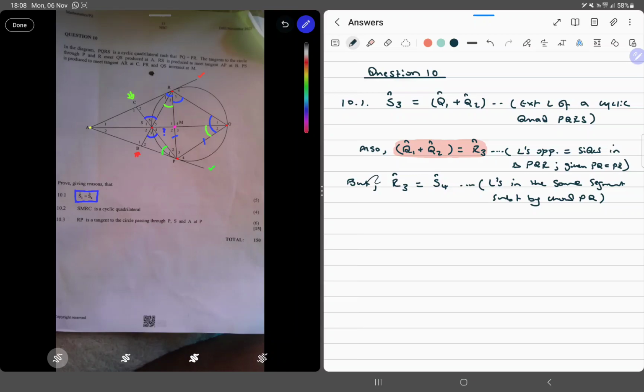Now, what is the story that we want to do? We essentially want to conclude therefore that S3 is equal to S4. Okay? Why is that? We can see, guys, that the link is that each is equal to R3 equal to Q1 plus Q2.